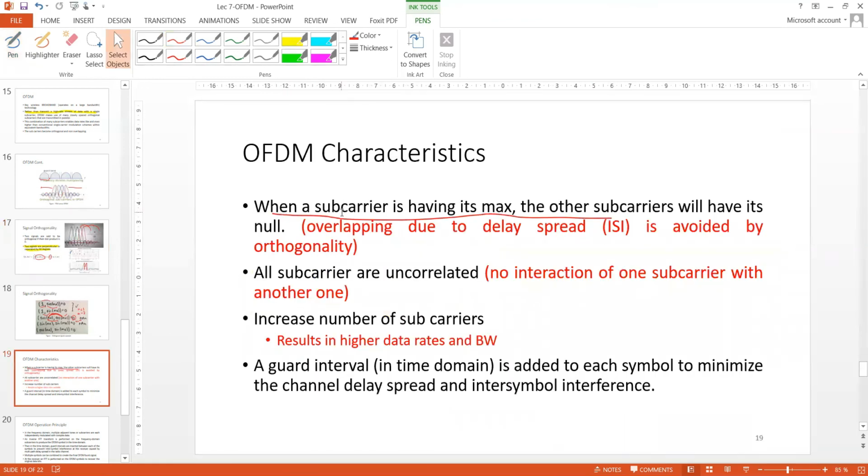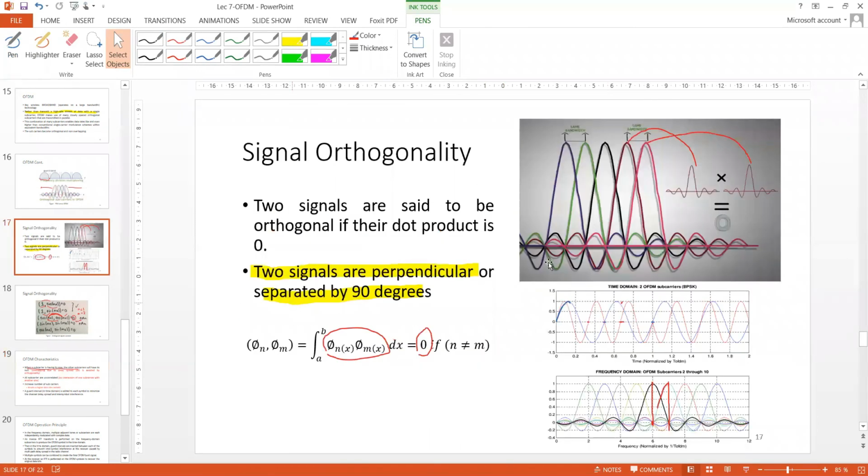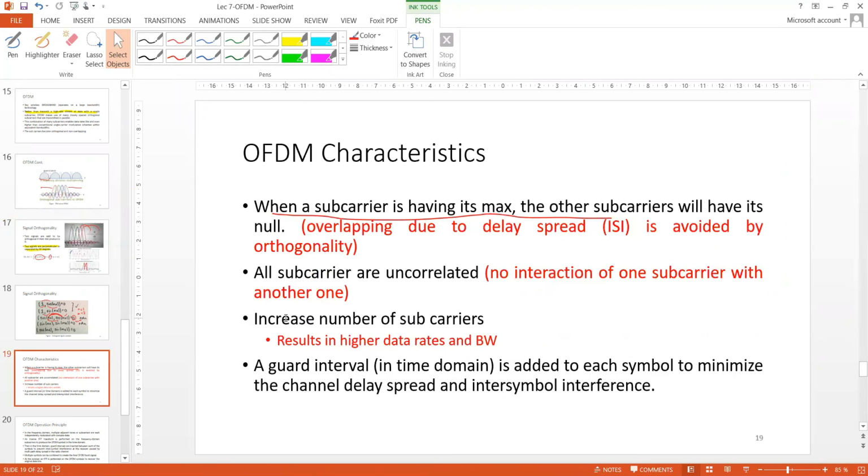So when a subcarrier is at its maximum, all the other subcarriers will be at their minima or null, and hence the overlapping due to the delay spread is avoided. Now, all subcarriers are uncorrelated. There is no interaction of one subcarrier with another, since they are orthogonal with one another, and because of the orthogonality, when two different subcarriers are combined together, the end result will be equal to zero.